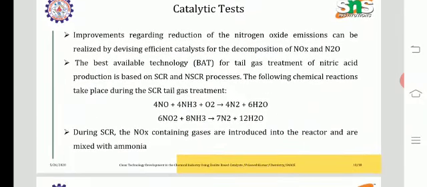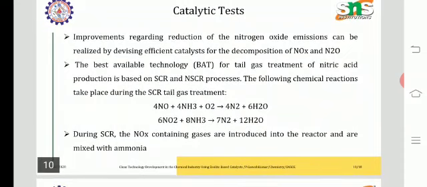So improvements regarding the reduction of this nitrogen oxide emission can be realized by devising an efficient catalyst for the decomposition of NOx and N2O. So we have to find out the best available technology. A tail gas treatment of nitrogen oxide production is based on SCR and NSCR processes.